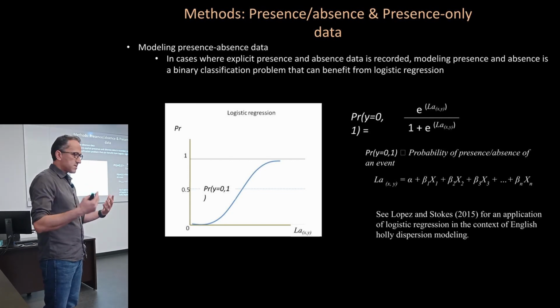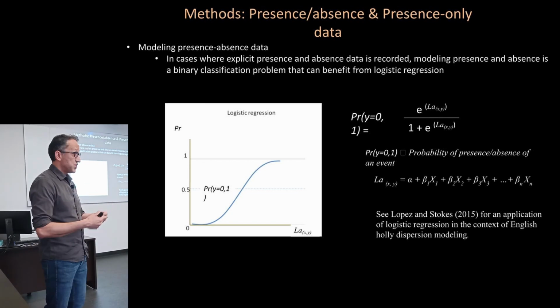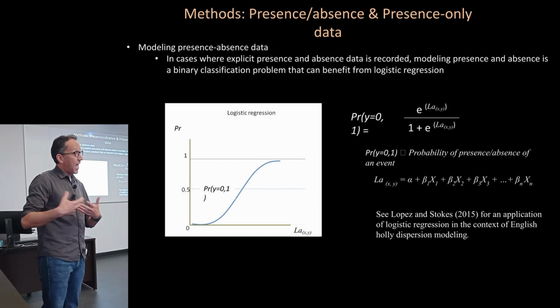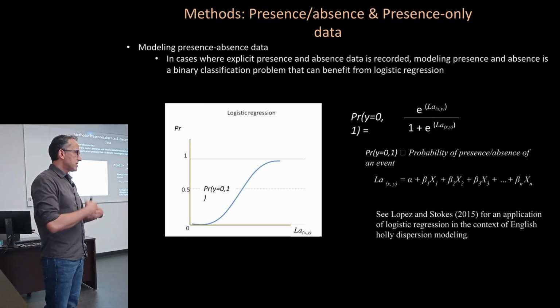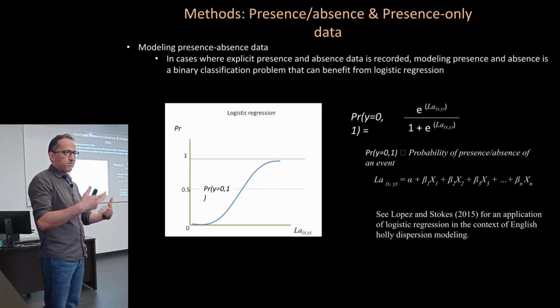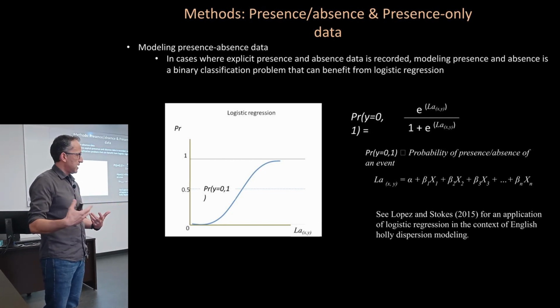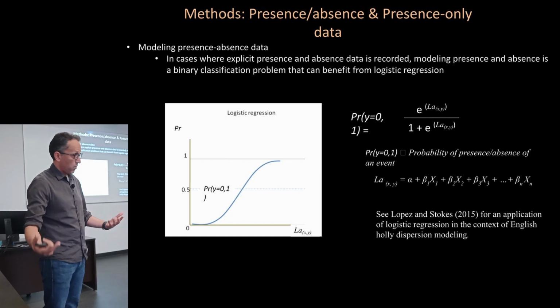Other studies also include absence data. So they specifically look for areas that don't have the species. That's what we call absence data. So this type of model usually relies on this type of information, presence and absence data, where you have the species and where you don't have the species, right?